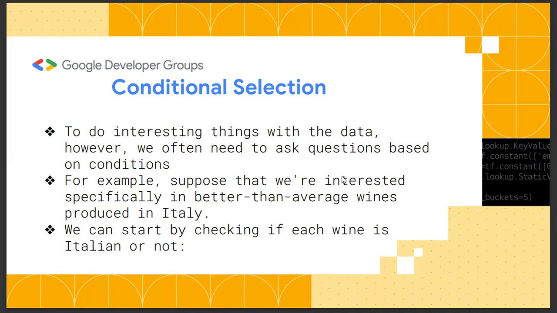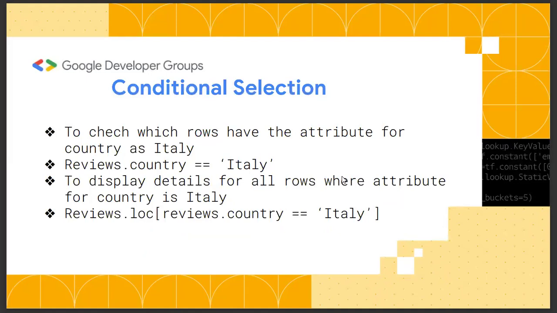specifically in better than average wines produced in Italy. We can start by checking if each wine is Italian or not. To check which rows have the attribute for country as Italy, we can do that. Then to display details for all rows where the attribute for country is Italy, still we can do that. So let's try to do some conditional selection.